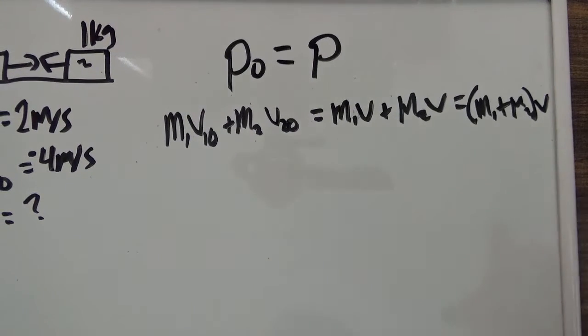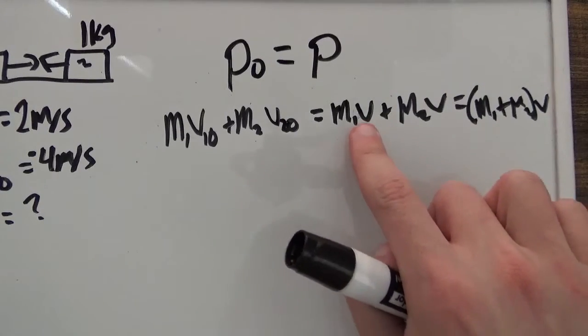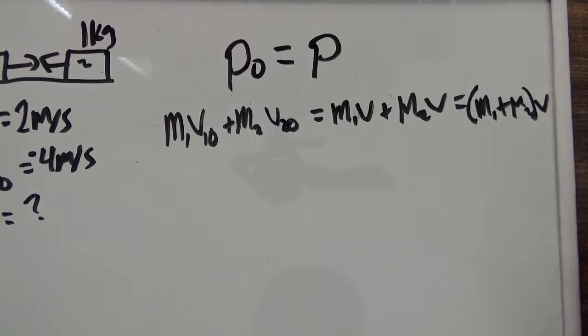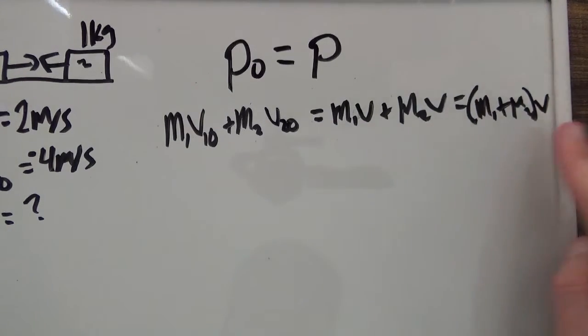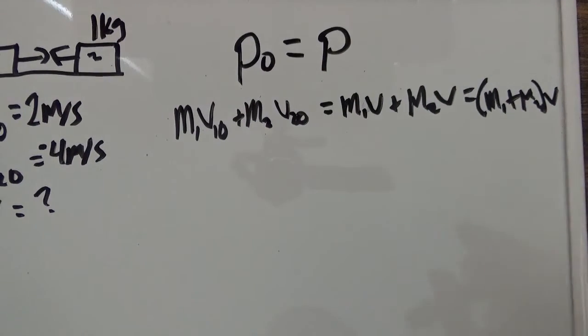So our big large object has the mass of m1 plus m2 times velocity, and that's the same thing. You can see how those are equal via the distributive property, right? You can factor out a v, and that's how you get this. So either setup is valid, whichever one makes more sense to you, either the one big object or both of the small objects moving at the same speed.